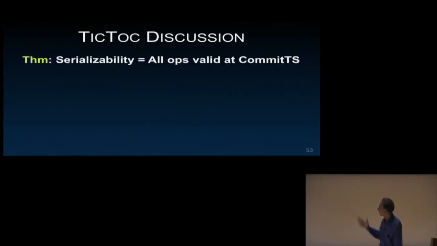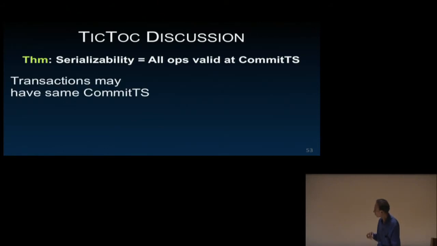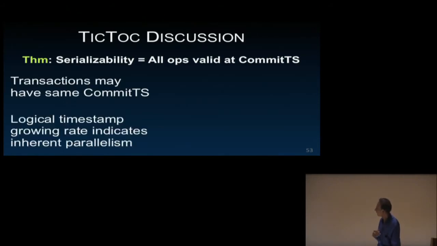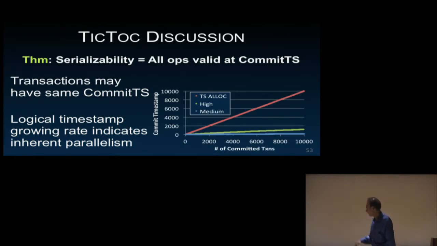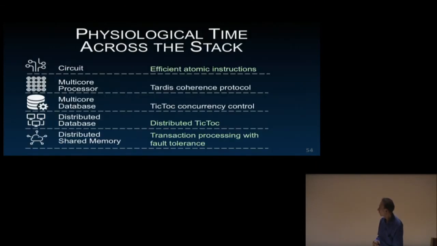So that's about it. You can prove that this local decision gives you a global correctness property of serializability. And this is actually a simpler proof than the cache coherence protocol. Transactions may have the same commit timestamp. And this is actually real numbers. If you run a benchmark with different contention rates, more contention means less parallelism. You see the logical timestamps growing faster. Right? So that gives you a sense of how much parallelism you have in your application. So that's pretty much it. That was the meat of what I wanted to get across.